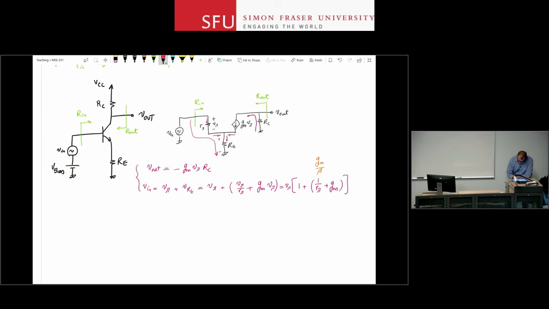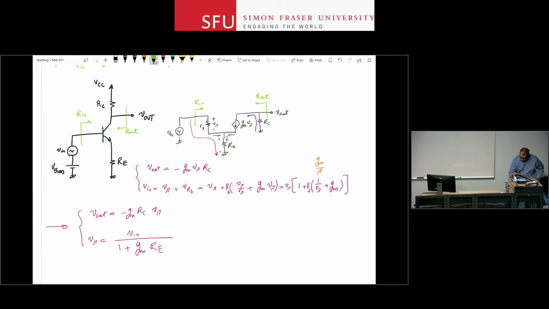Now one point that we missed here is that this has to be multiplied by RE, right? So this is the current times the resistor. So there is an RE here as well, okay? So if I assume that beta is much larger than 1, then I have these two equations. At the top I have V out is minus GM RC V pi, and from the bottom, rewriting that equation, V pi is equal to V in over 1 plus GM RE, right?